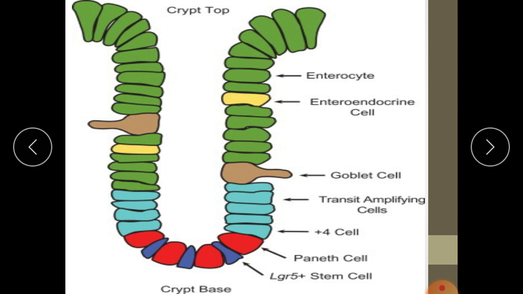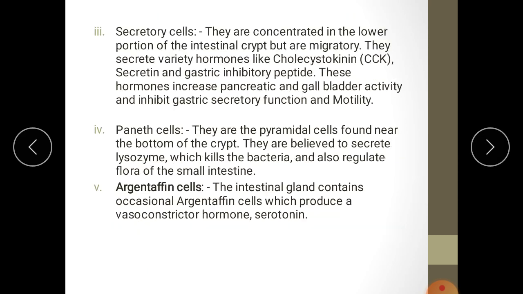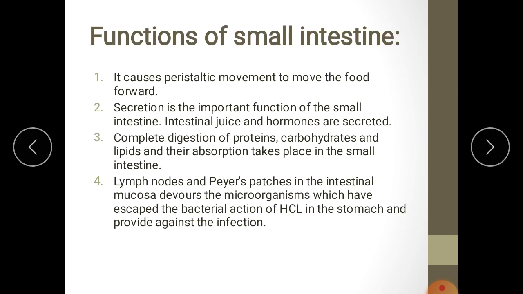Some details are not clearly given in this diagram. These are enteroendocrine cells, hormone secreting cells, meaning secretory cells they are. Gastrin hormone is secreted by this one. So that's about the histological structure of the small intestine.